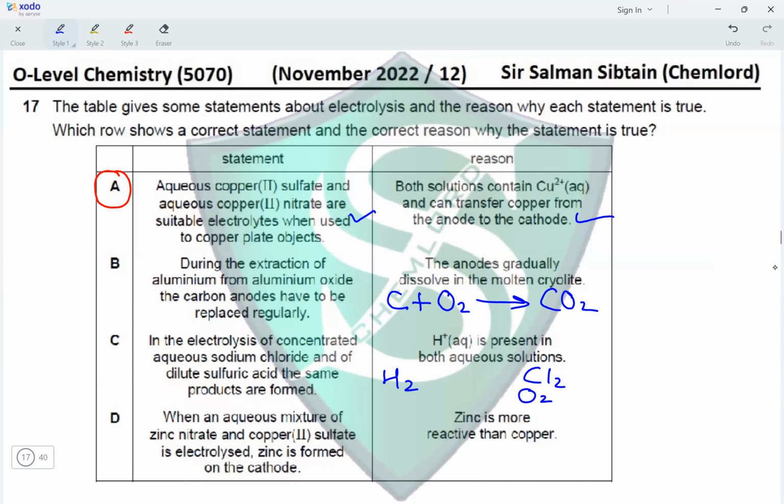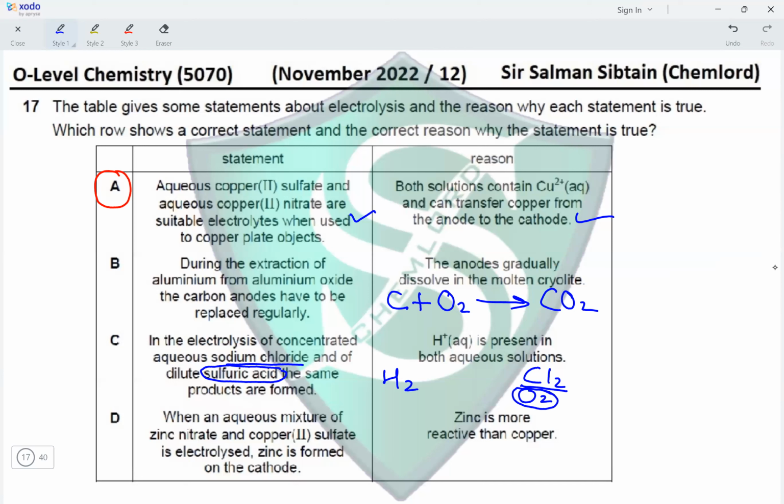And the reason that they've given here is H positive aqueous is present in both aqueous solutions. Yes, that's true. But in the case of sodium chloride, we have Cl2 present, and in the case of sulfuric acid, we have O2 being produced. And it said the same products are formed. No, the same products are not formed. Option D.